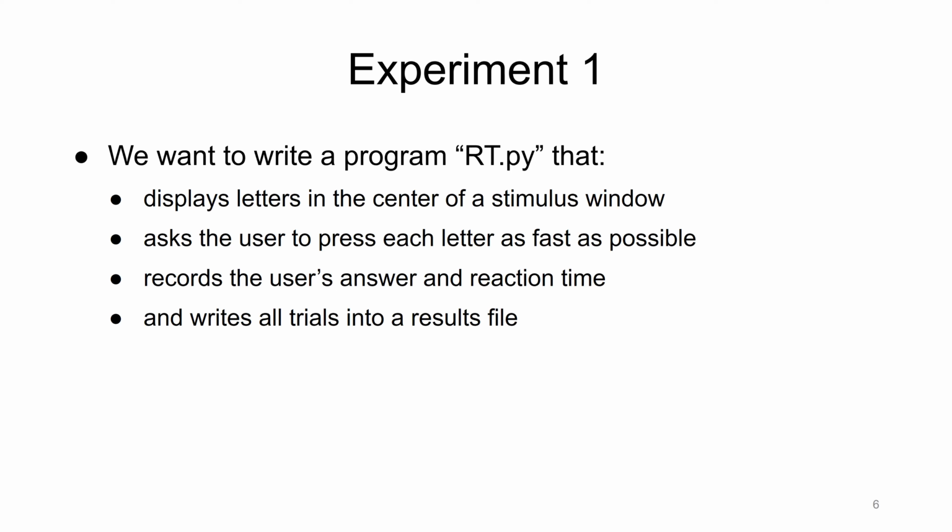So here's our instruction or our objective for experiment 1. We want to write a program, which should be called rt.py, that displays letters in the center of a stimulus window. The user is supposed to press each letter as fast as possible. Then it records the user's response and reaction time and writes all that information into a results file on a trial-by-trial basis.